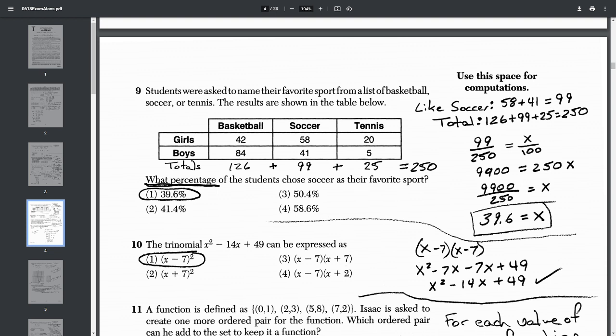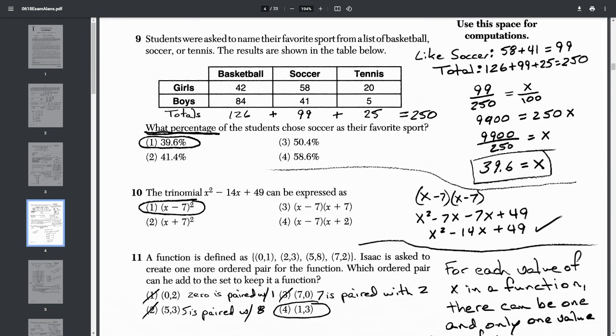And how many of them chose soccer? Well, 99 of them chose soccer out of 250. So 99 divided by 250 would be 0.396. And then to turn that into a percent, you just multiply by 100. So that'd be choice 1, 39.6.